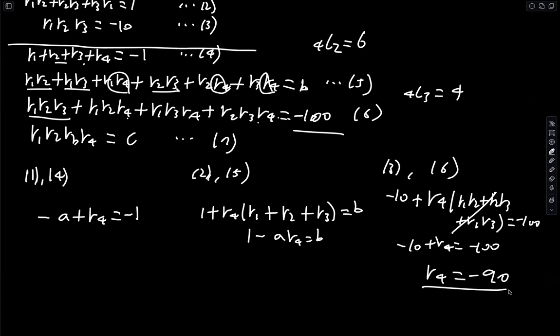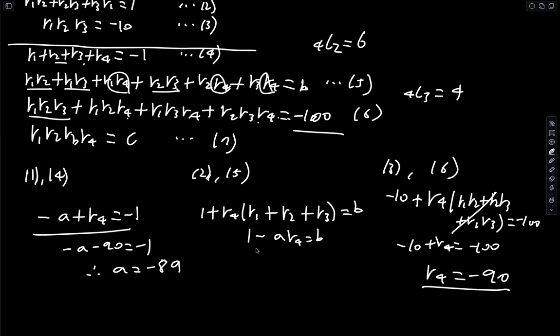And using this information, I think we can also find the value of a. So we know that r sub 4, negative a, so negative a minus 90 is equal to negative 1. Therefore, a is equal to negative 89. Does everyone agree until here? Or do you have any question? Okay, then.